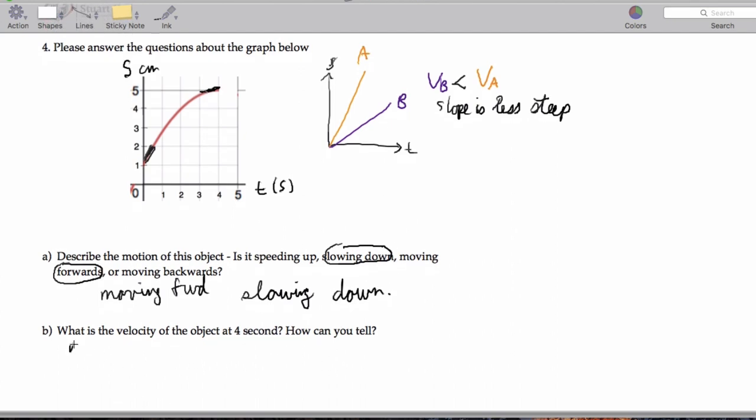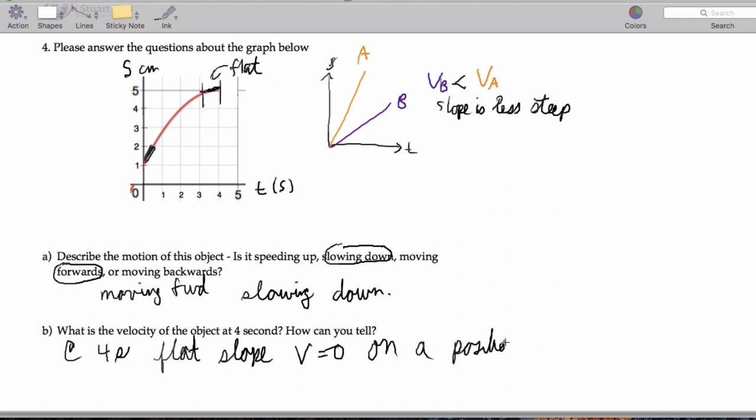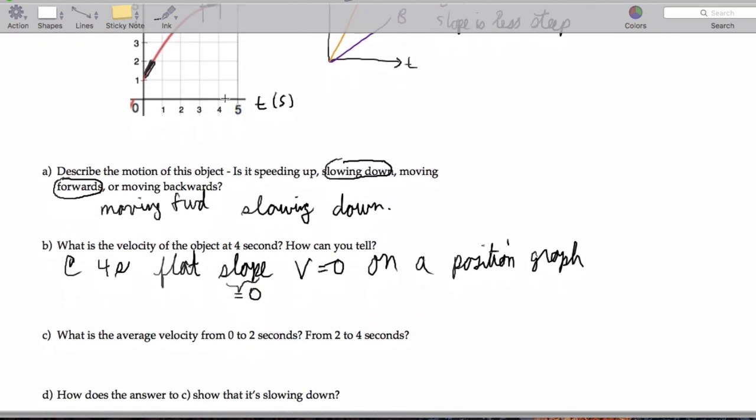Next, at 4 seconds, the slope here is flat. And a flat slope means v equals 0 on a position graph. Because if you remember, since slope is the velocity, if slope equals 0, that means velocity is 0, and the slope at 4 seconds is flat.